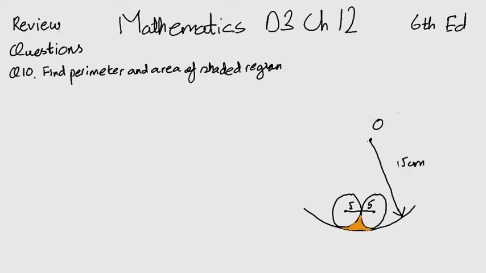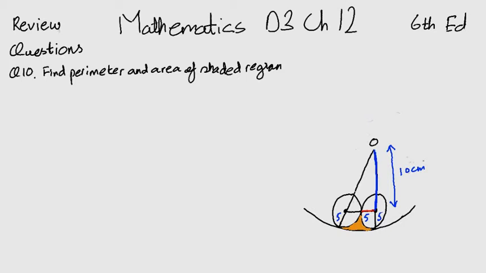So, let me first redraw this diagram. Here we are. I have drawn a line from the center of the circle O that crosses the center of the smaller circles, and then it touches the circumference of the larger circle. In red, I have denoted the radius of the smaller circle, 5, and in blue I have marked a line 10 centimeters. You can see that it extends to the circumference and it becomes 15, as we are given in the question.